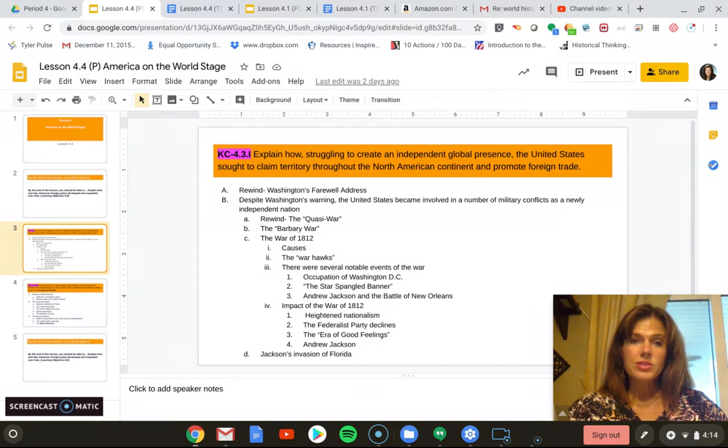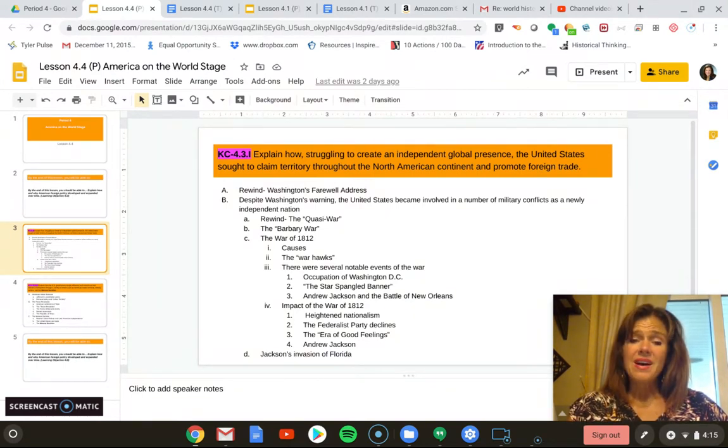The Barbary Coast is the shores of North Africa, Tripoli, Algeria, all of those countries, and they were attacking American shipping. So we were paying tribute. We were paying bribes to these pirates under the presidencies of George Washington and John Adams. And during Jefferson's administration, we actually have to engage with the Barbary pirates to protect our shipping.